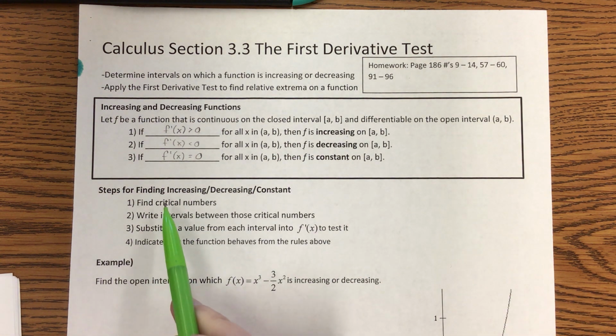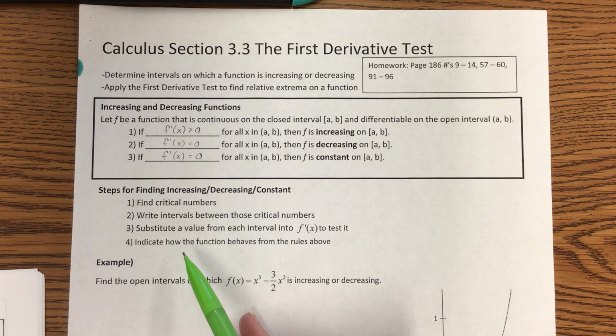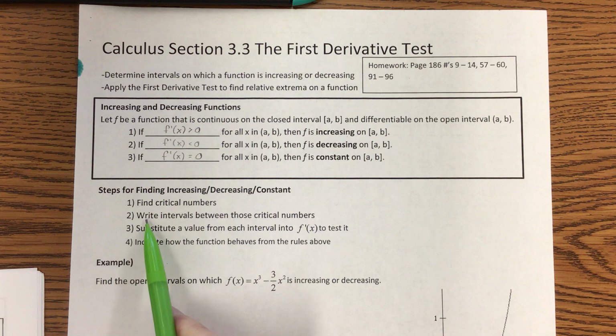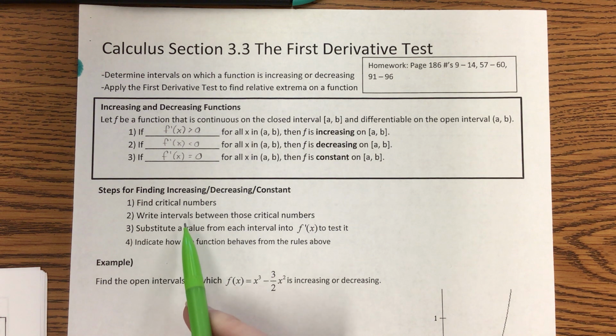Alrighty. Steps for finding increasing, decreasing, and constant. So the first thing is finding critical numbers. Critical numbers happen where f prime of x equals 0 or where f prime is undefined. And if we have a closed interval, we also have to test endpoints and see what's going on there. Number 2, write the intervals between those critical numbers. So from where to where, from what x value to what x value.